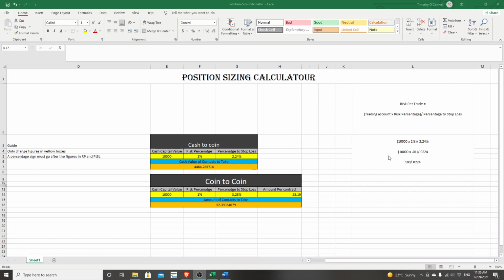So how to calculate how much the cash value of your trade should be. You have your portfolio, the cash capital value here, 10,000. We have our percentage that we're willing to lose out of that 10,000 if we're wrong. It's 1%. And we have our percentage to the stop loss. So the current percentage from price where you're entering to where you think you're wrong on the trade and you want to get out. That's your stop loss. You always trade with a stop loss.